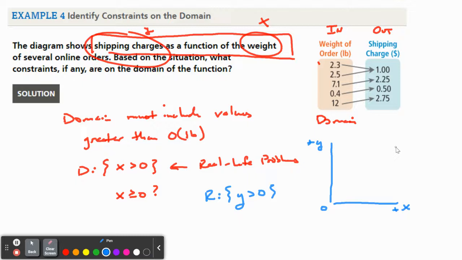All right, great. Good talk about domain, range, functions. This is a very, very key section. Hopefully you understand this vocab and get it all down pat.